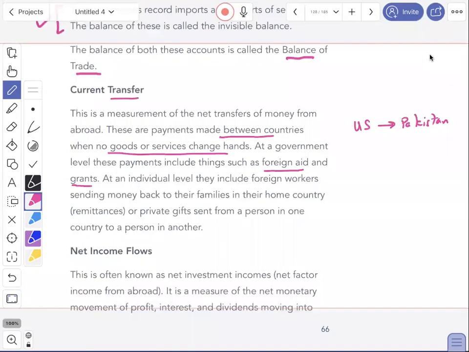Similarly, at an individual level, foreign workers are sending money back to their families in their home. That is what we call remittances. That is also basically called a transfer. Or, for example, your grandmother who lives in the US sends you a private gift, right? And if she sends you this gift of like $500, that will also be part of your transfer. Why? Because you're not producing any good in return.